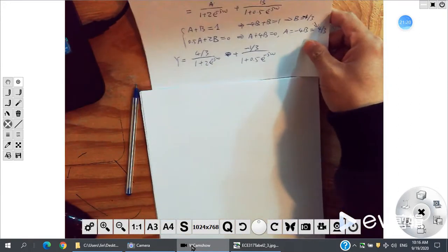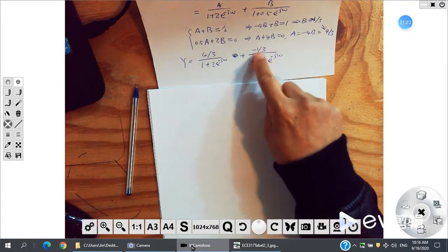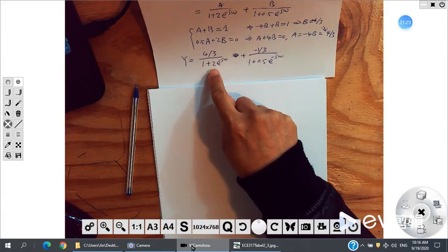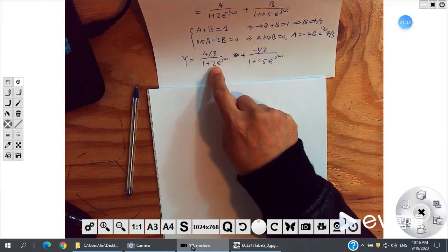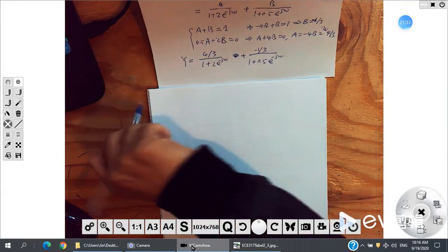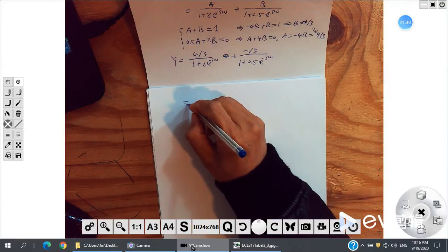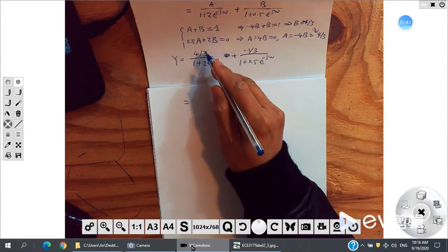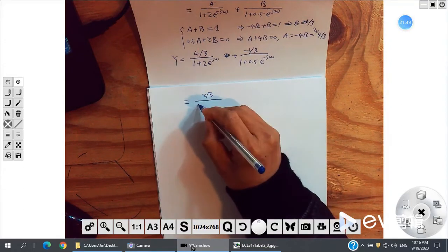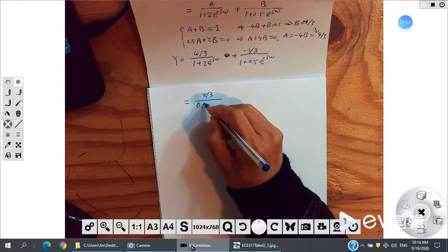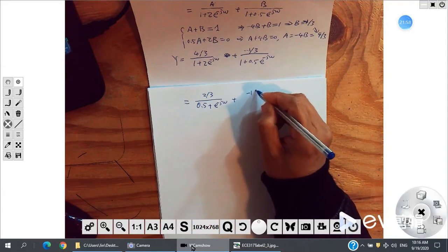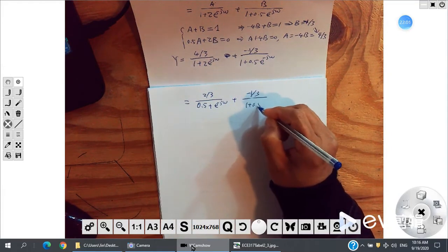We have this, right? So this one works. We can have it directly from the table. But this one, we need to make some change. We need the coefficient before e to the j omega to be a number smaller than 1. So I write it this way: I divide by 2 in both numerator and denominator, so I have 2/3 in the numerator, and the denominator is divided by 2, so it's 0.5 plus e to the negative j omega, right? They're the same thing. And this is negative 1/3 over 1 plus 0.5 e to the negative j omega.